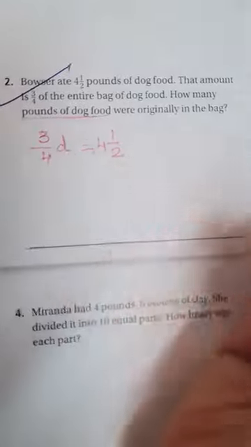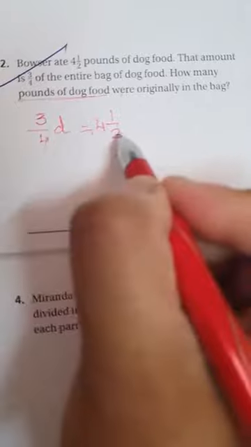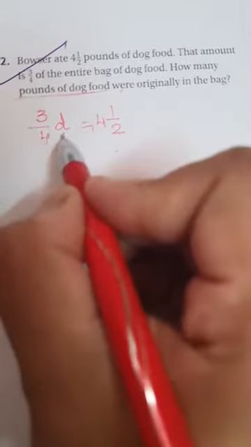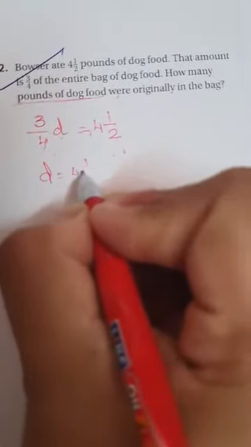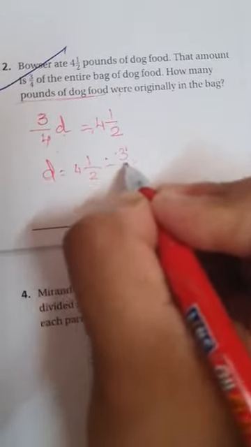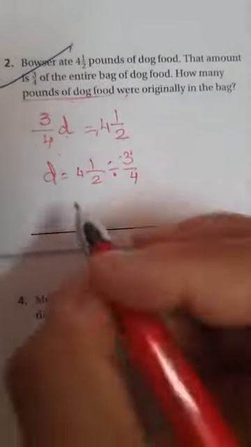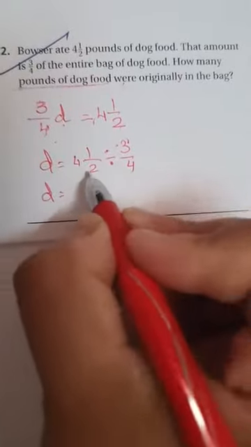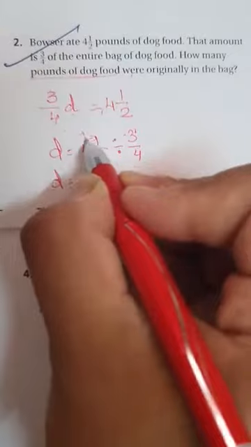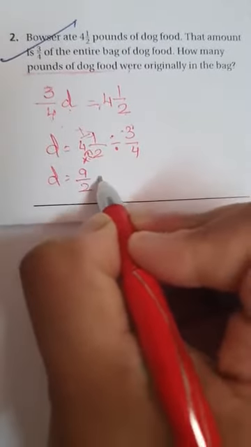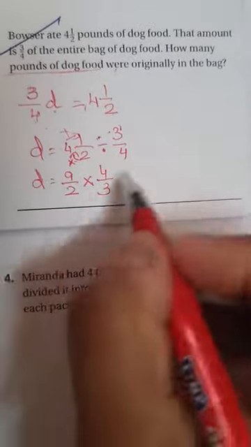So let's name it as D because of dog food. Okay, so 3/4 of dog food is 4.5. 3/4 of the weight is 4.5. Okay, so D is going to be 4.5 divided by 3/4. You know that we cannot divide a fraction when it is in a mixed number, so we need to change it. So that's going to be 2 4s are 8, plus 1, that's going to be 9/2 multiplied by 4/3. Okay, now you can simply cancel.